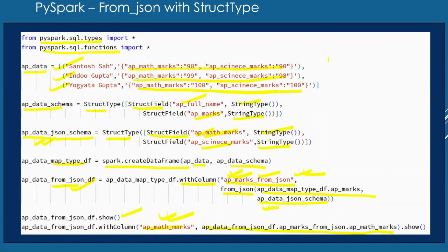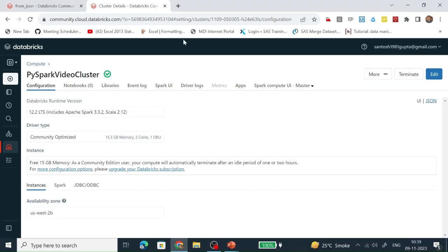Till here, I am going to copy the code from my previous exercise, because I have shown you how to use the from_json function to convert a string of a JSON type into map type. Now I am going to convert the string of JSON type into a struct type. So until here I am going to copy the code from my previous exercise. So let's go to Databricks.